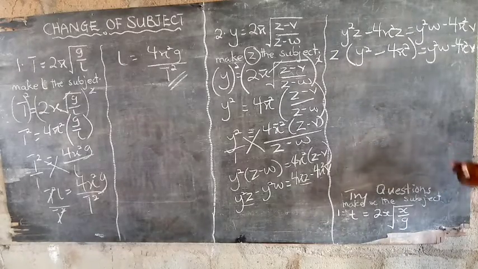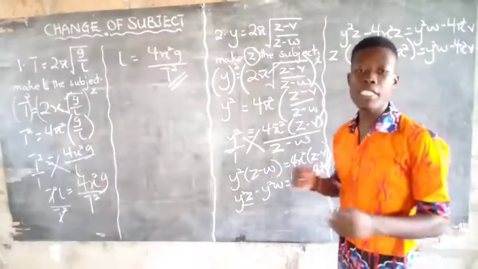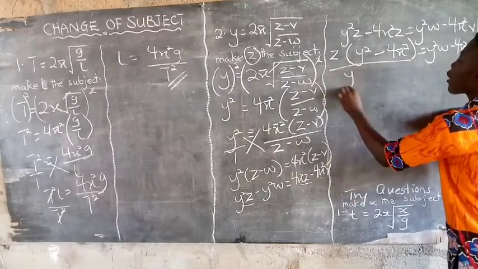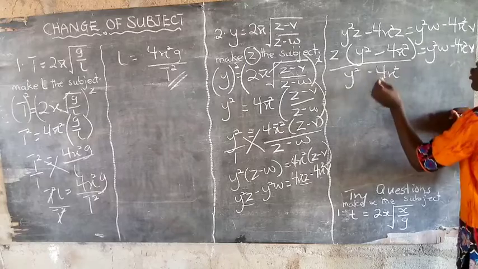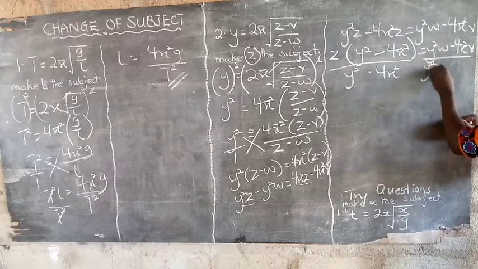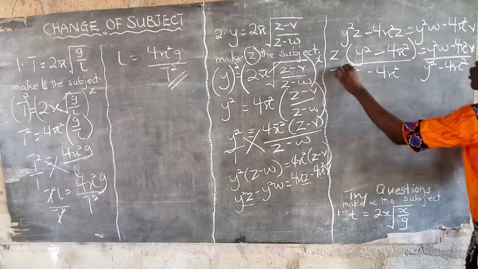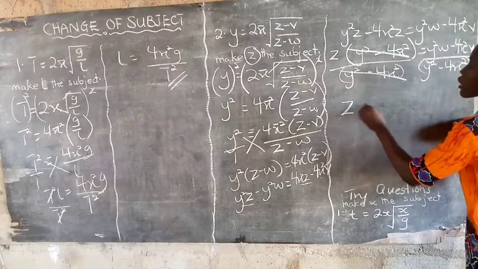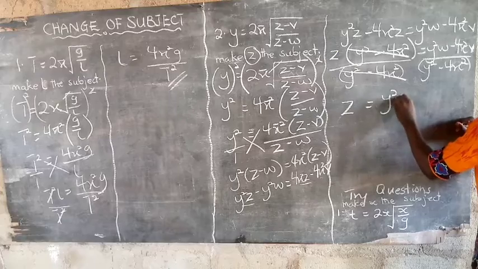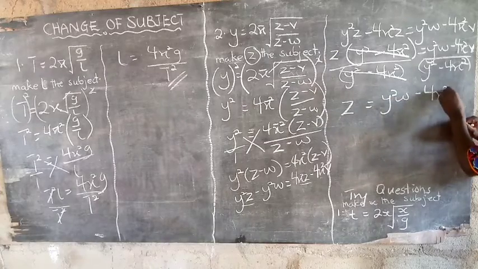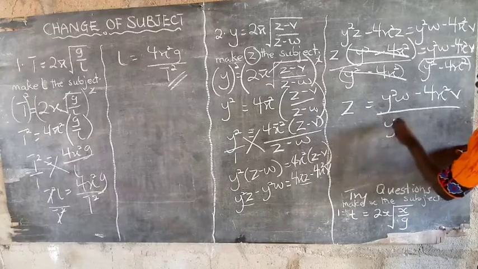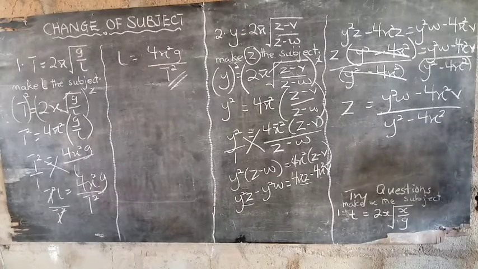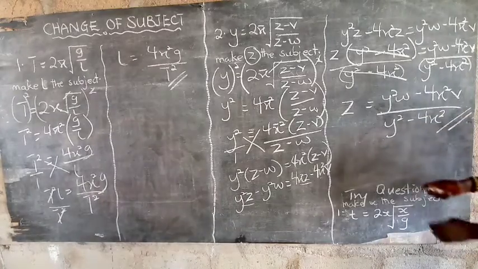So what we do is that any variable closer to the Z, we eliminate it by dividing both sides by that particular variable. So we divide both sides by y squared minus 4 pi squared. We do the same to this guy, y squared minus 4 pi squared. So the whole of this will cancel the whole of this, leaving us our Z. So now our Z will be equal to y squared w minus 4 pi squared v all over y squared minus 4 pi squared. Okay, so this is our answer for this question.